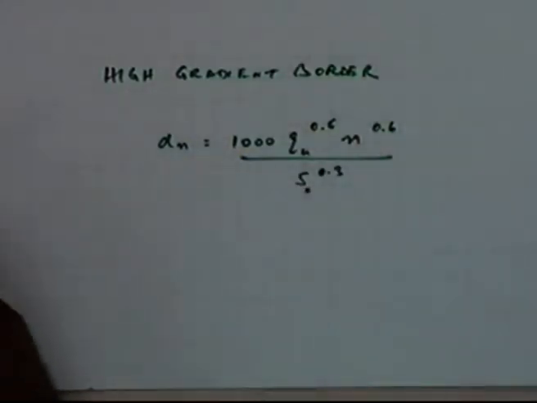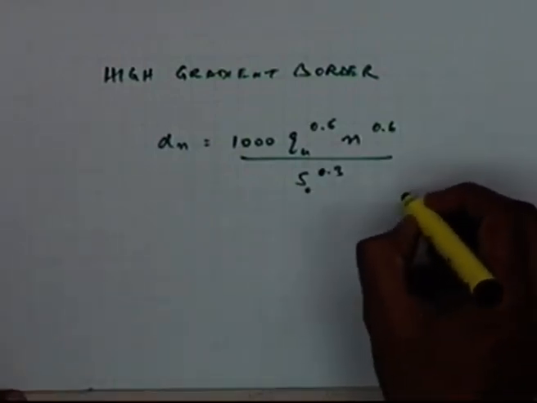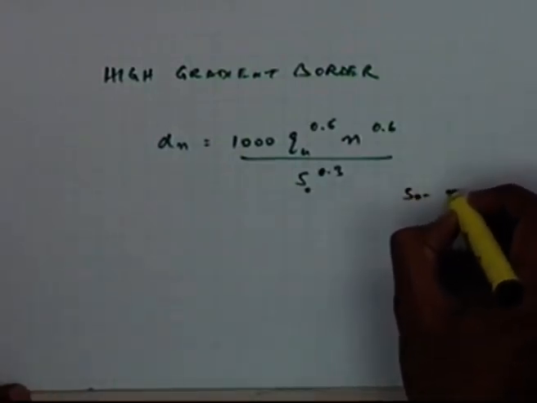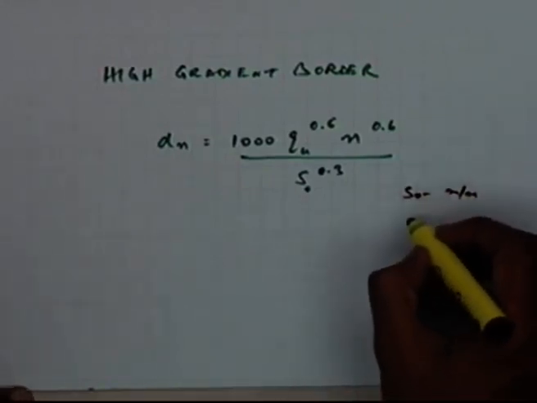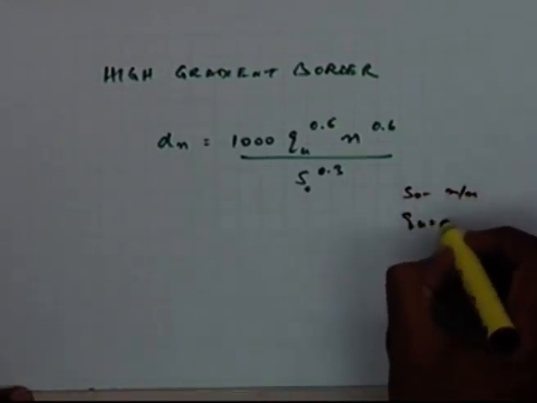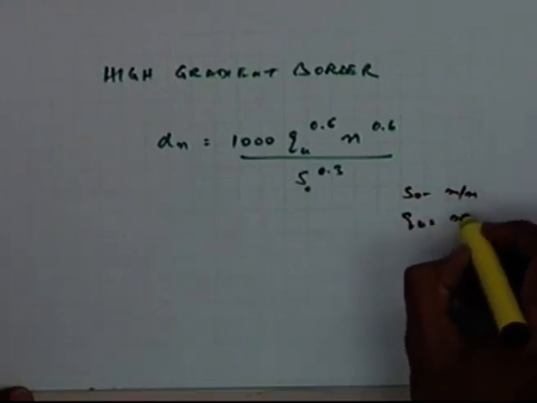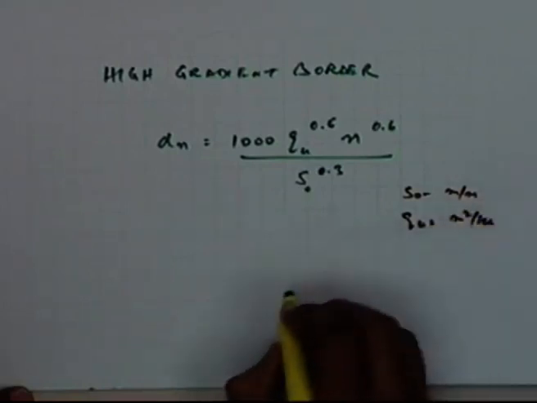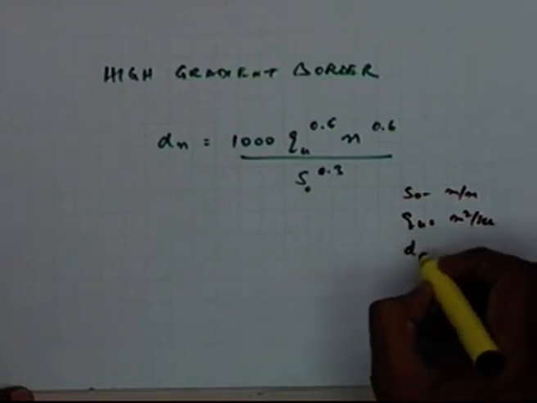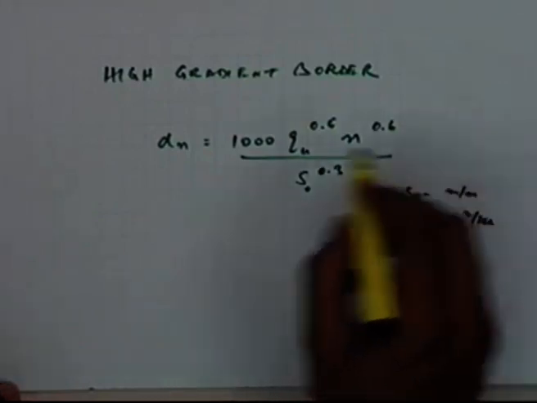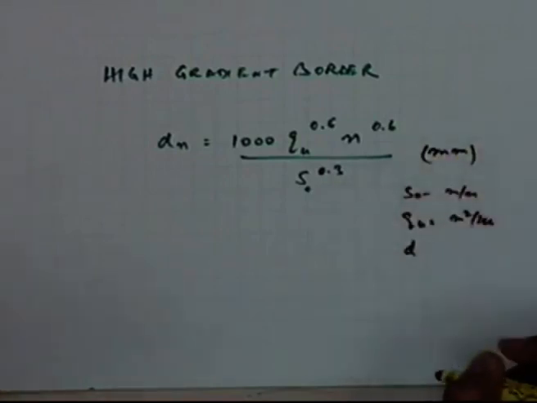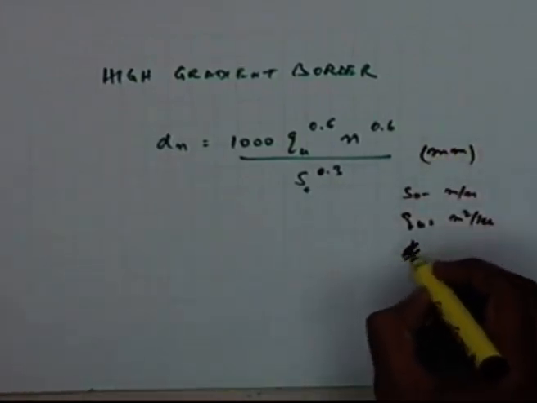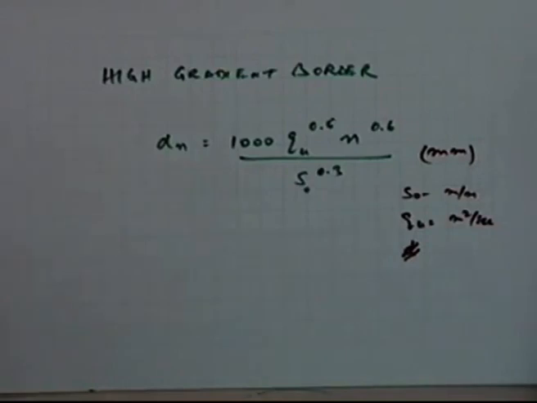And this relationship, all these quantities we have already defined, the units are all the same. This is in meters square per second, and the dn which you are getting, this is in millimeters.